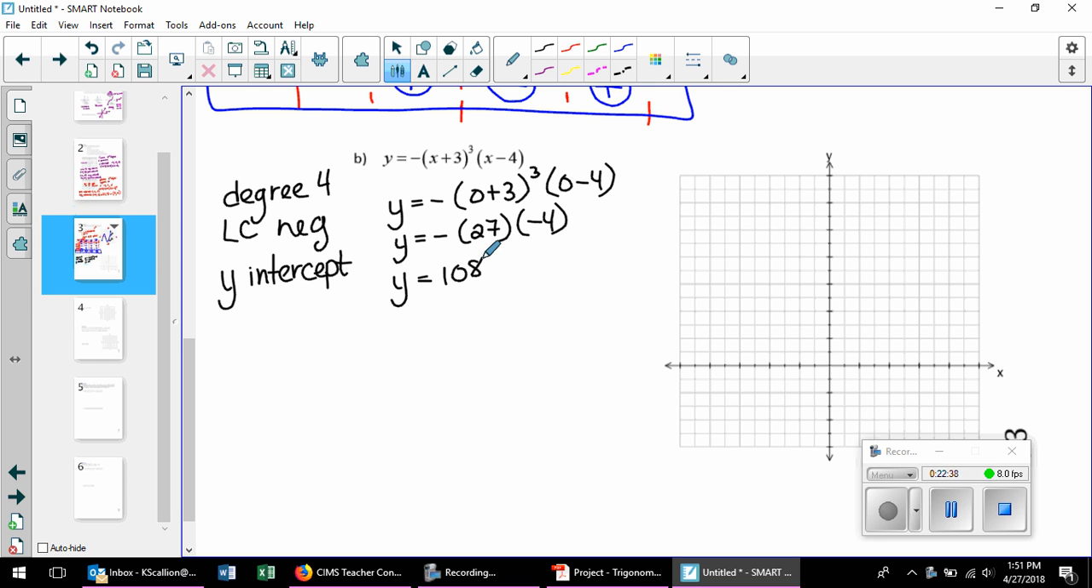Okay, x-intercepts. X-intercepts are going to happen where? -3, +4. So I can go -5 here, +5 here. Feel like maybe this should be 10, 20, 30, 40, 50, 60, 70. That's not going to work. 20, 40, 60, 80, 100. That's supposed to be 120. Let's start.